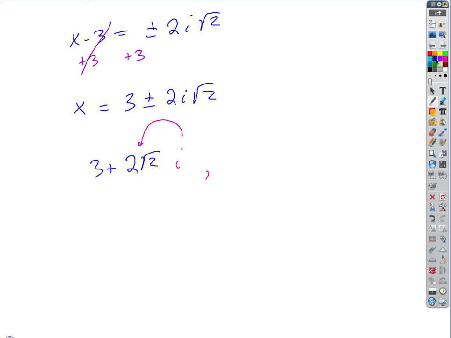What's the other one? Yeah, 3 minus 2 times the square root of 2 i. Okay, that's it. Make sense?